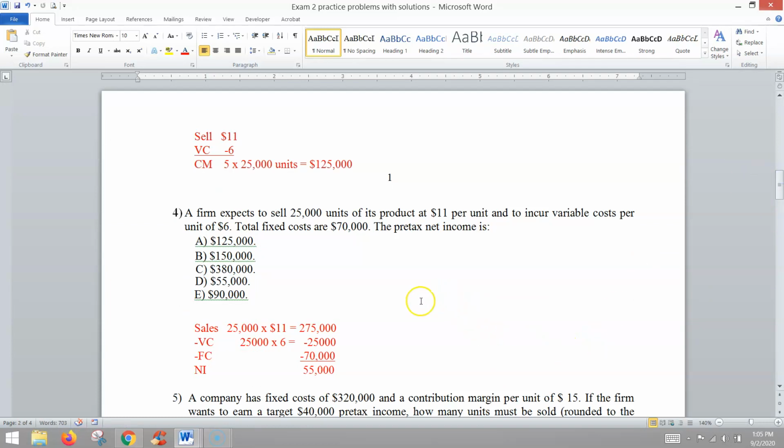Using the same example, it asks us for the pre-tax net income. To determine that, we're going to take sales minus our cost to determine net income. So we have sales, the number of units times the selling price, 275,000. Variable cost is the number of units times the variable cost of $6, or 150,000 in total. And we're going to subtract our fixed costs to determine the net income of $55,000.